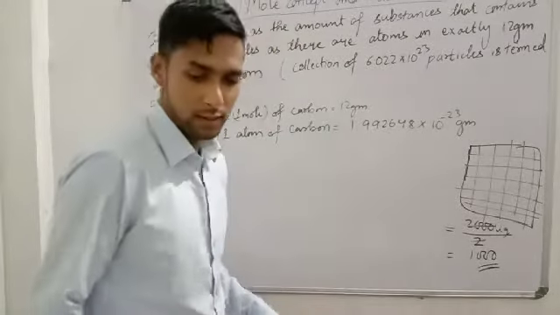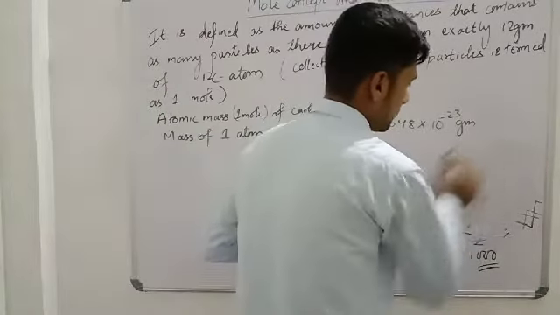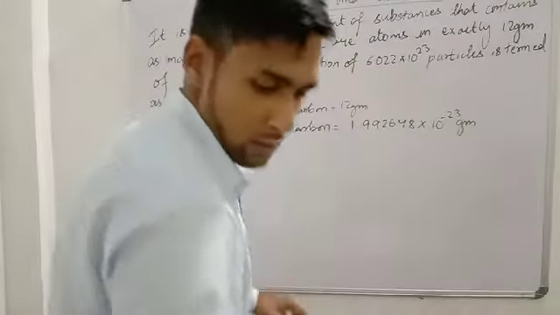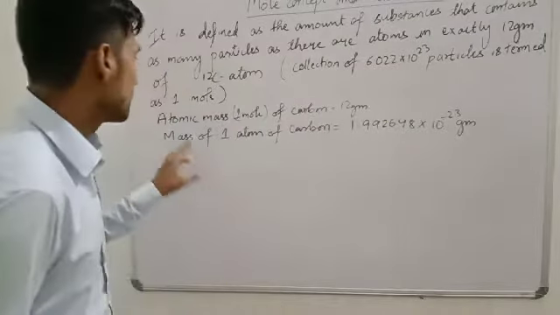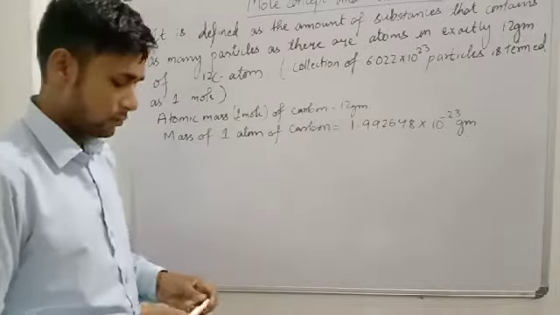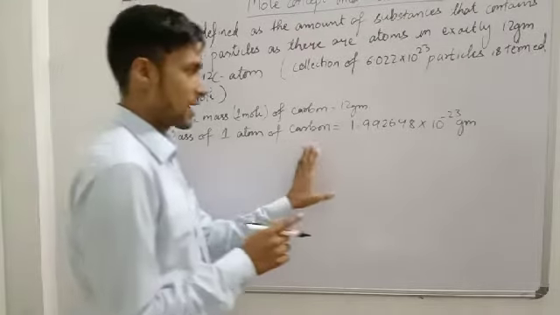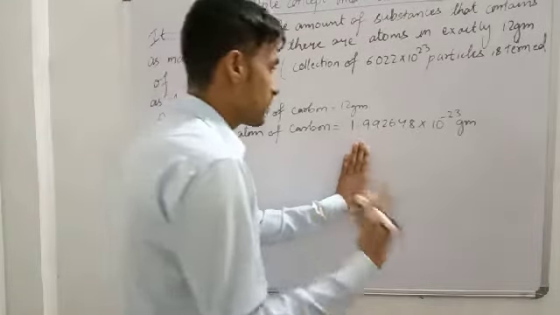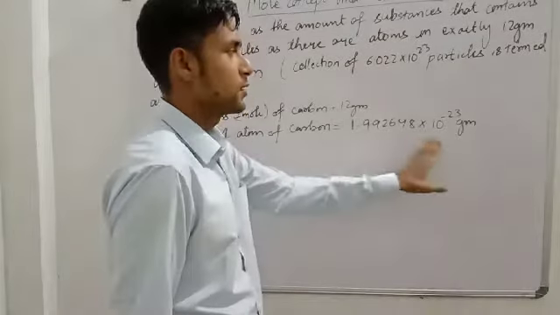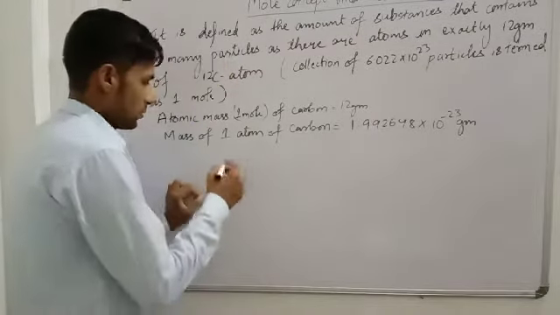Similarly, we can find the number of atom in 12 gram of carbon. So we will take atomic mass of carbon, that is 12 gram. Atomic mass of carbon is 12 gram. So mass of one atom of carbon as determined by mass spectrometer is 1.99 into 10 to the power minus 23 gram.